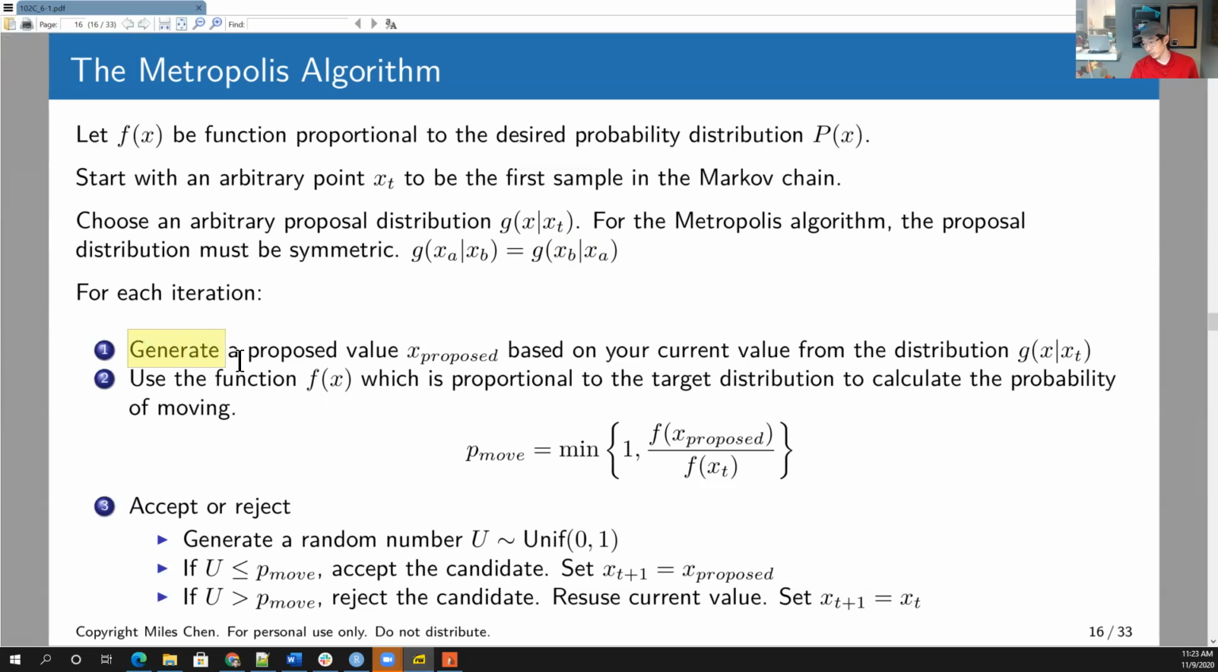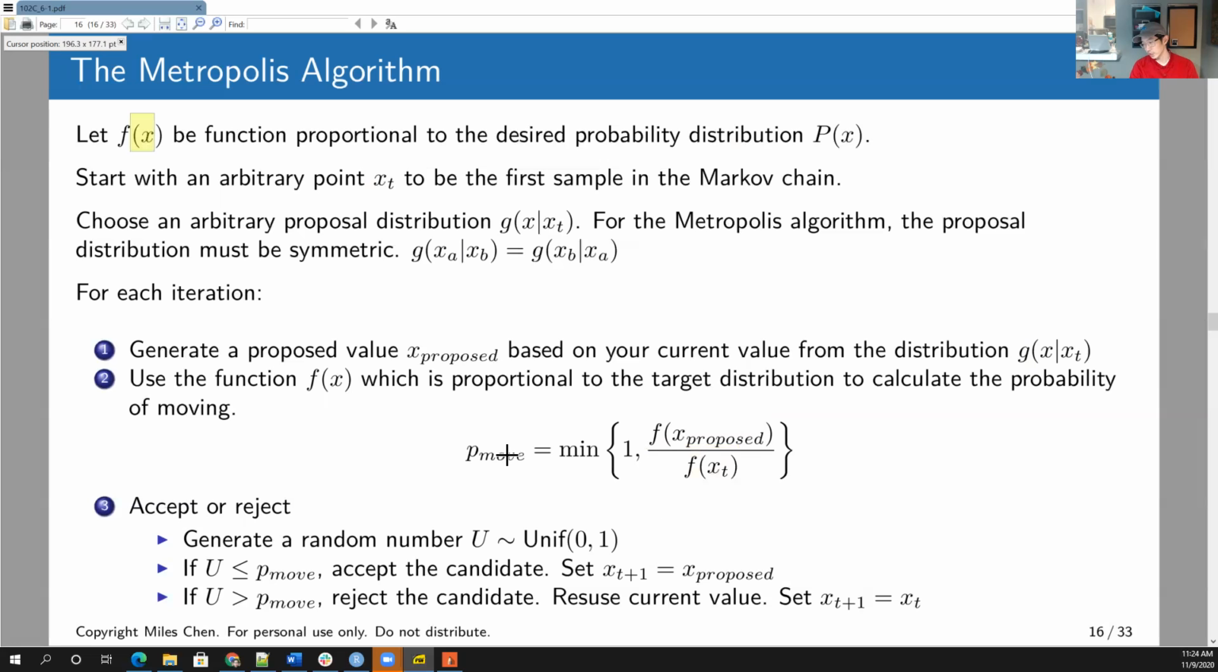Anyway, for each iteration, you generate a proposed value, x proposed, based on your current value from the distribution g of x given that you're at x at time t. Then you use the function f of x, which is proportional to the target distribution, to calculate the probability of moving. The probability of moving is the minimum between 1 and f of x proposed divided by f of your current value, x at time t. You compare the probability of the proposed location divided by the probability of the current location, or at least using a function that's proportional to it.